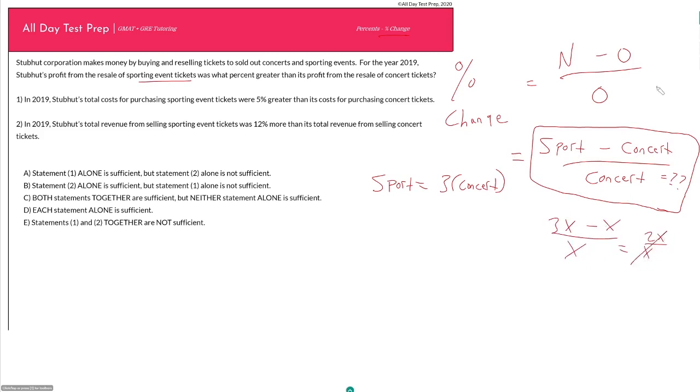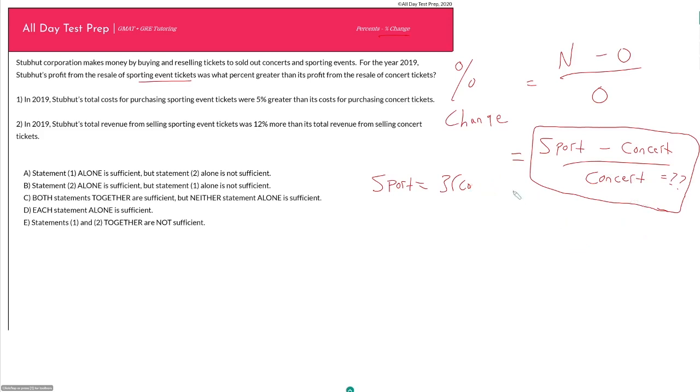Now my percent change, if I multiply by 100 to get the actual percent, would be 2 times 100, which would be a 200% change. I found that without solving for what my sporting event profits were or what my concert event profits were. So thinking here, at a minimum, I just want one of my variables in terms of the other.